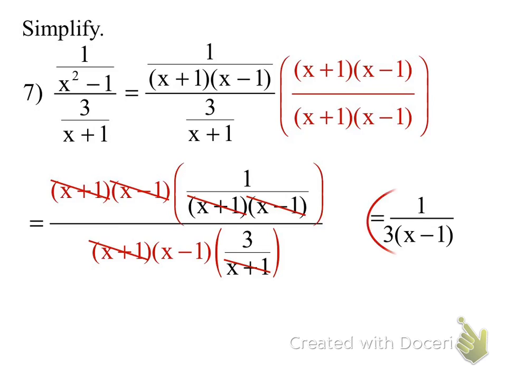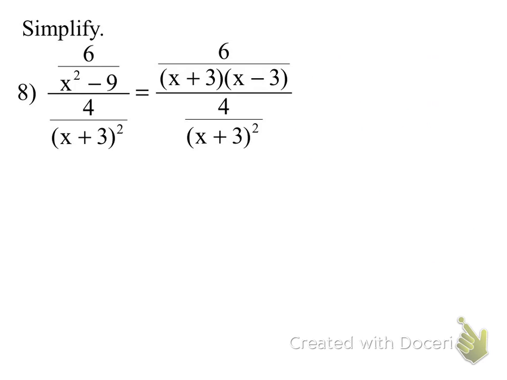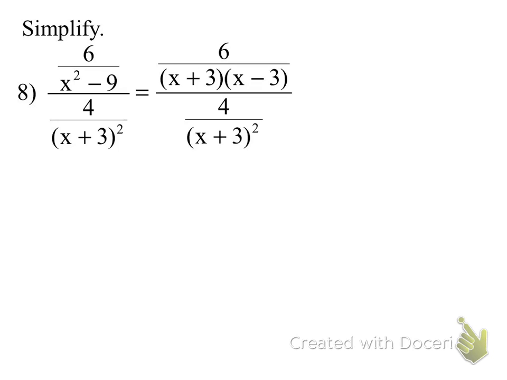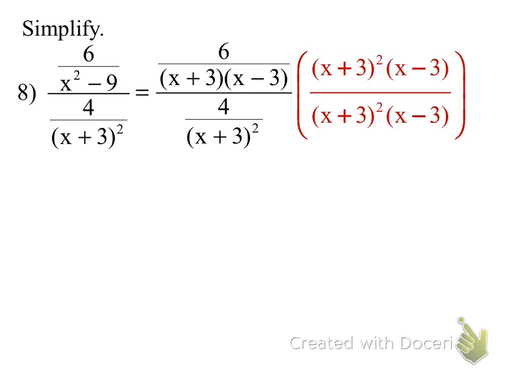One more problem. Okay. What am I multiplying both fractions by? Let's go, Blake. X plus 3 times x plus 3 times x minus 3. Good. Because we have 2 x plus 3's in the denominator, so we need x plus 3 squared. You guys with me? So in this case, let's finish this.